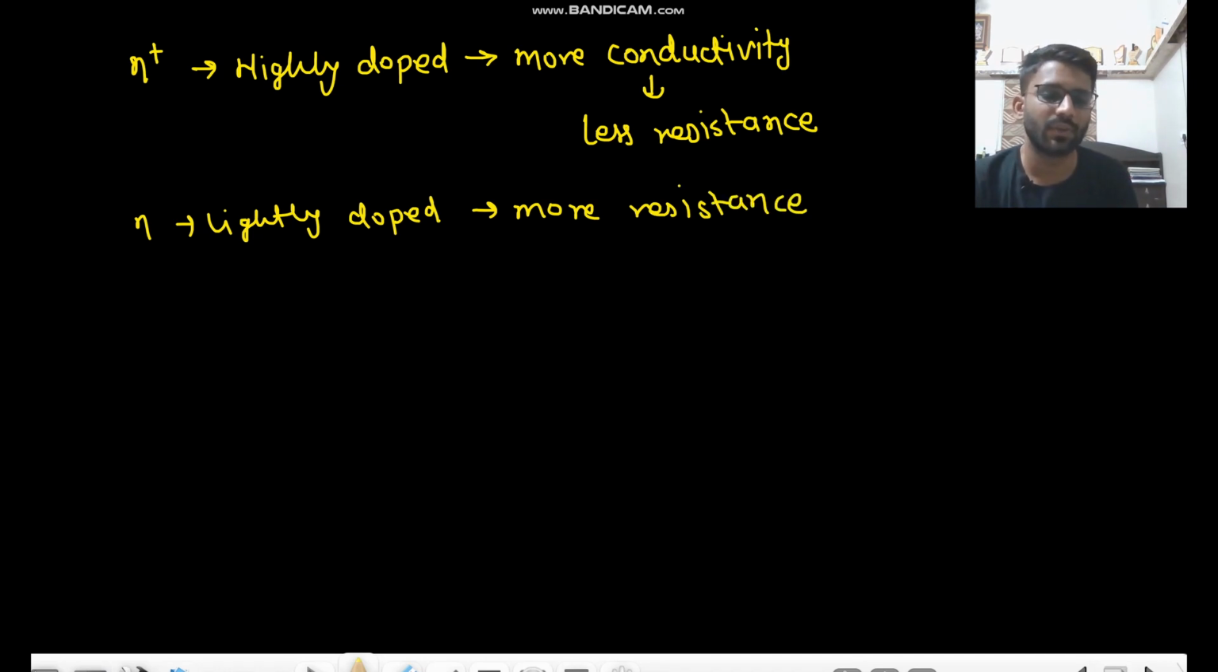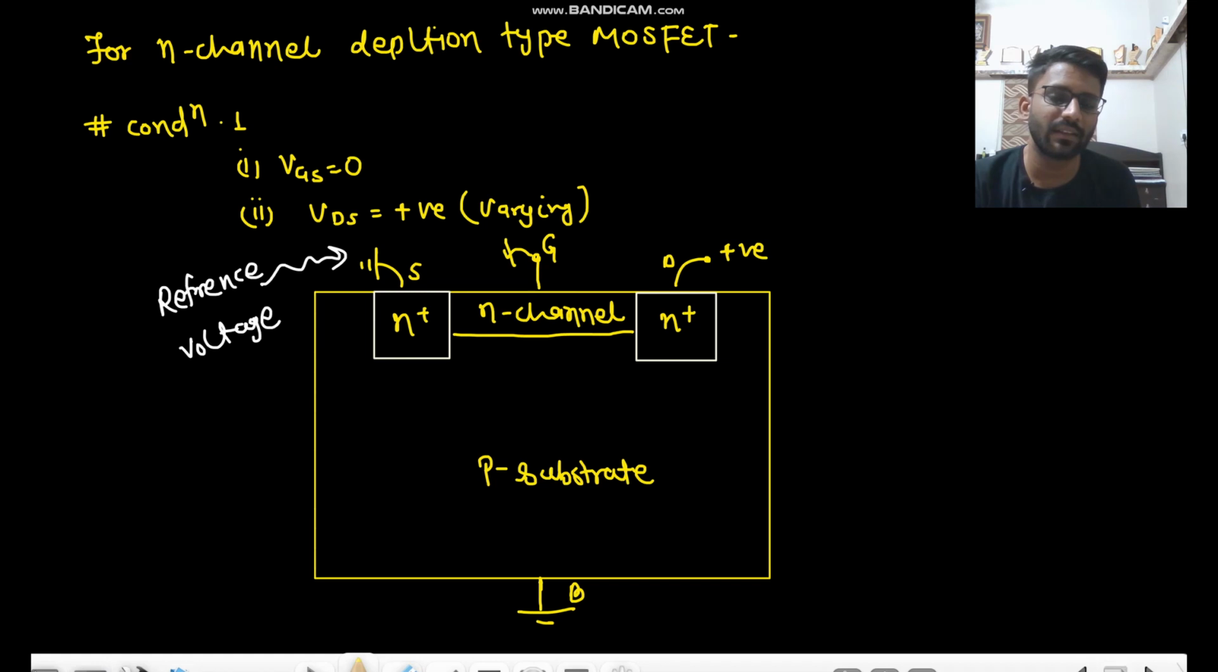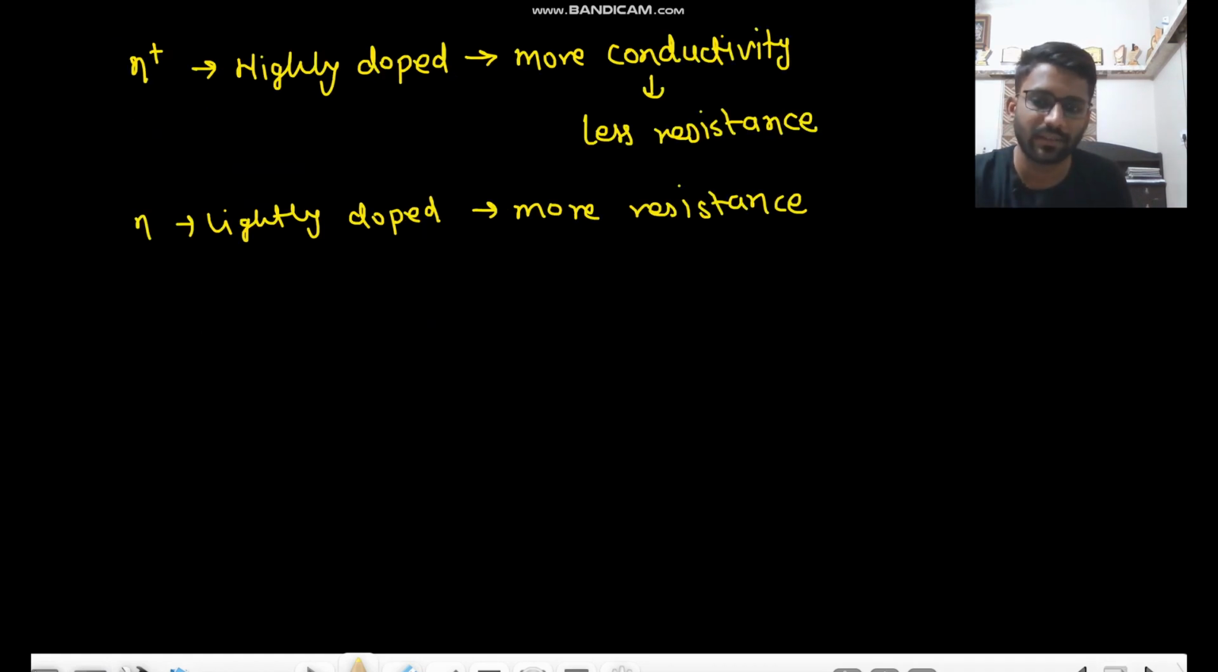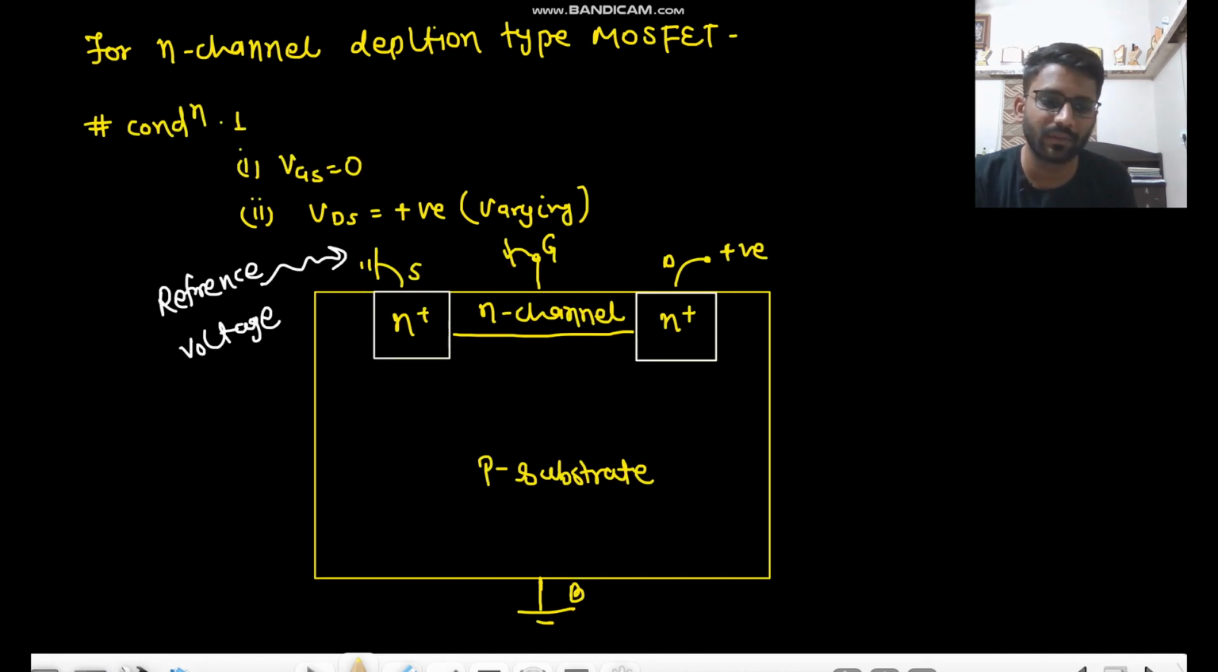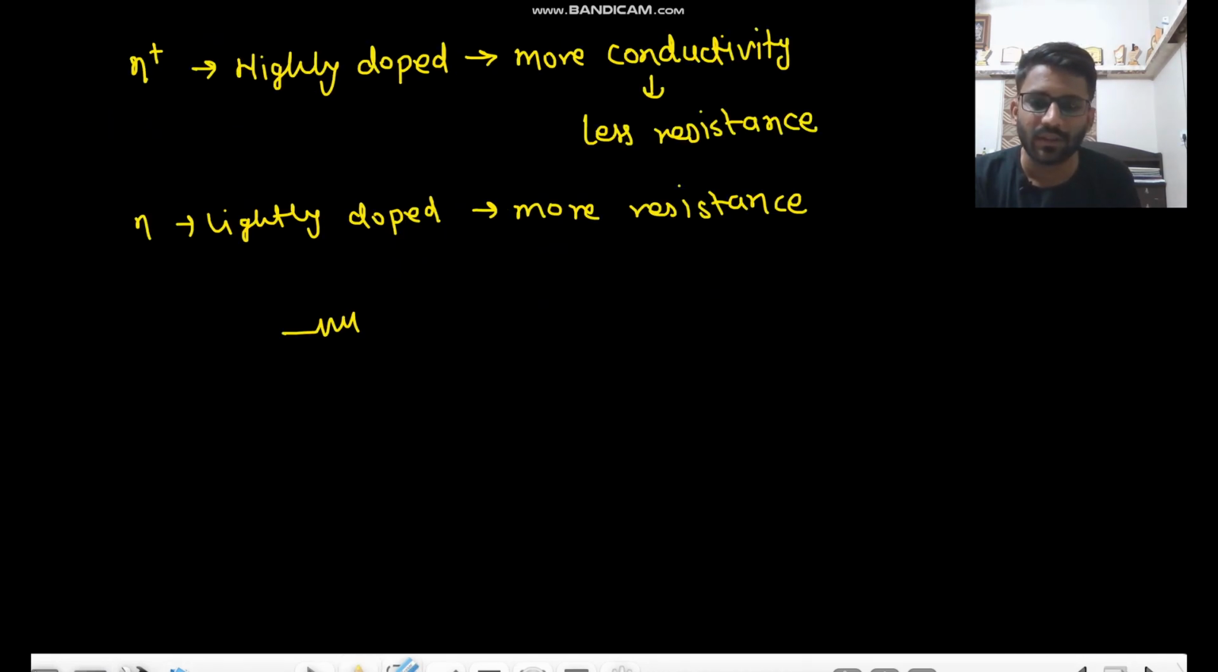So this whole thing can be replaced by something like this. First we have n plus on the leftmost side, something like this we can show. Then we have the channel, which will have higher resistance, so we are showing it like this.